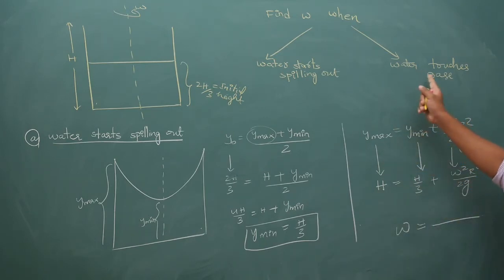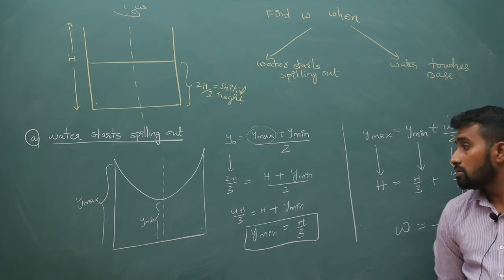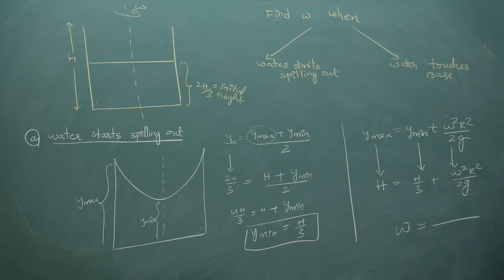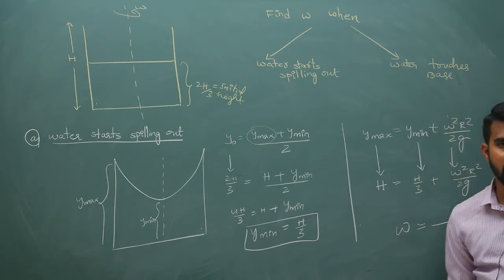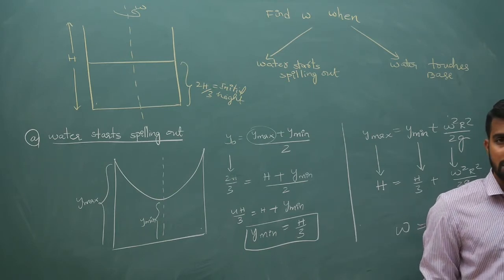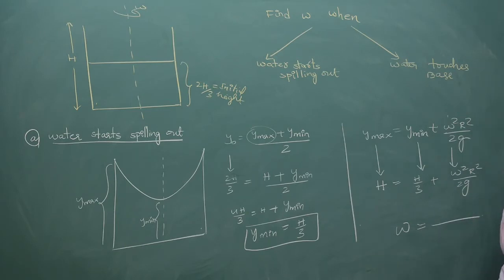Next, case B. Find omega when water touches the base. Now, when water reaches h by 3 itself, water starts spilling out. So what to do next for the next case? I will write. Pause the video and just copy it down. If you have any doubts, just let me know. Hope you have understood this. I am erasing it.